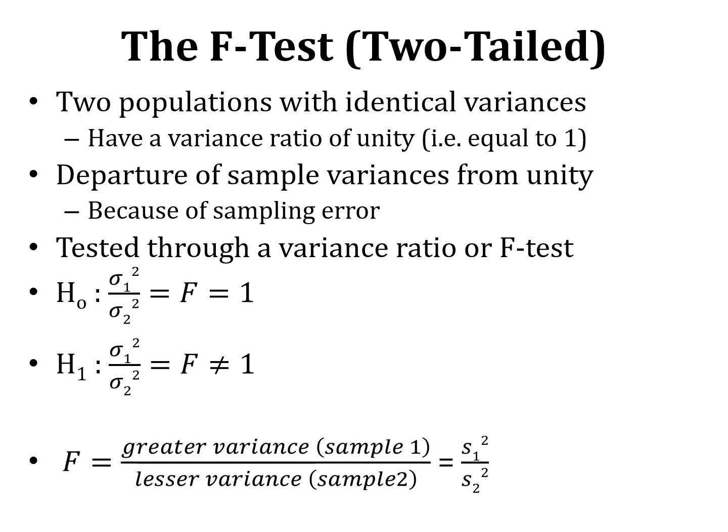And this is the formula for the calculation of F-test, that the numerator in this formula is the greater variance, which we label as sample number 1, and the denominator is the lesser variance, the value of the sample which has the lesser variance. So that is sample number 2, and this is taken in denominator. So we take this ratio and we check whether this ratio is significantly different from 1 or not. So this is a simple formula of F-test.